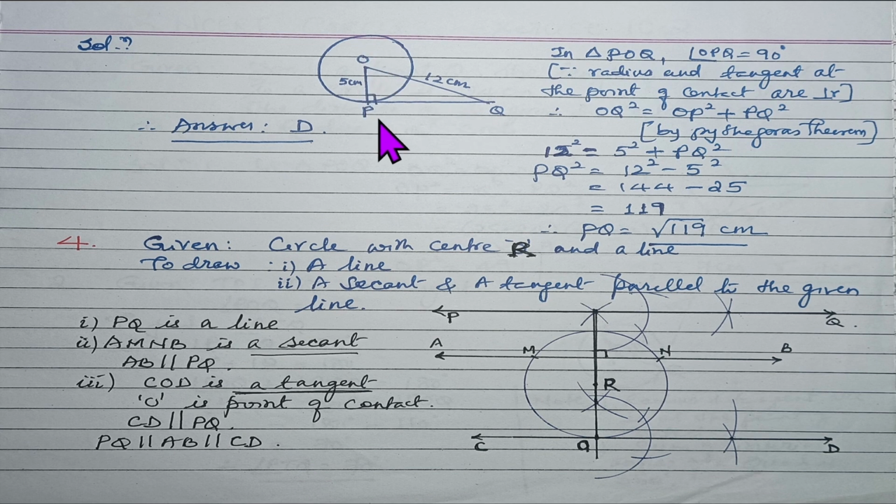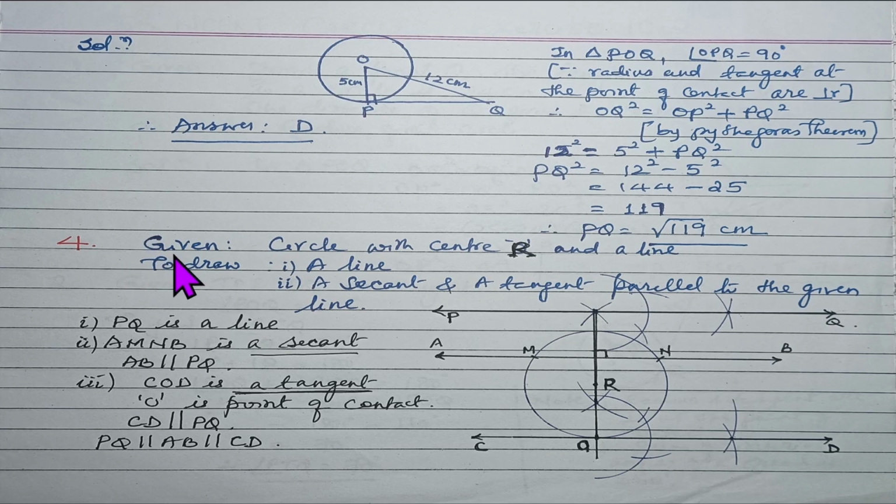So triangle POQ is a right angle triangle, and applying the Pythagoras theorem, we get OP square plus PQ square is equal to OQ square, or PQ square is equal to OQ square minus OP square. That is 12 square, that is 144 minus 25, and that is 119, and therefore PQ will be square root of 119 centimeters. So that is how the answer can be found out. Therefore the correct choice of the answer is D.